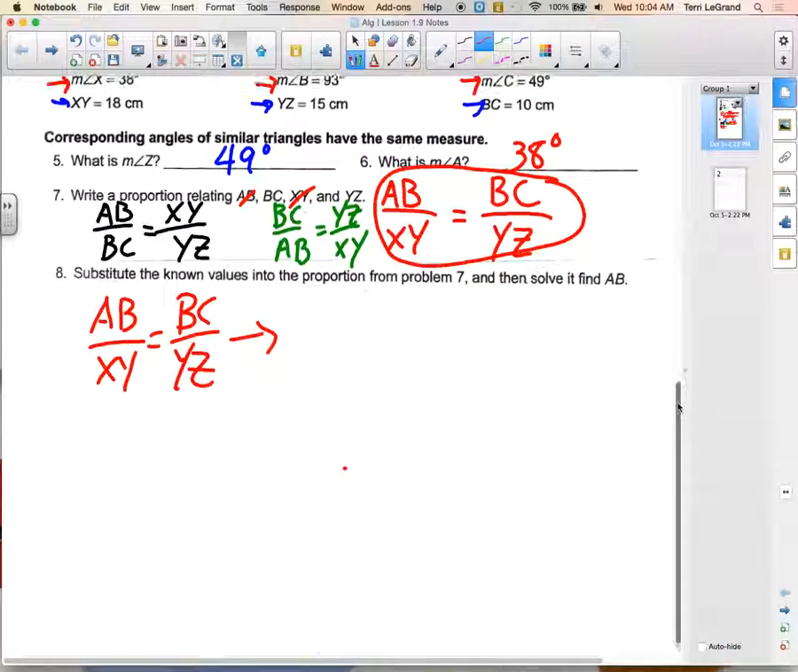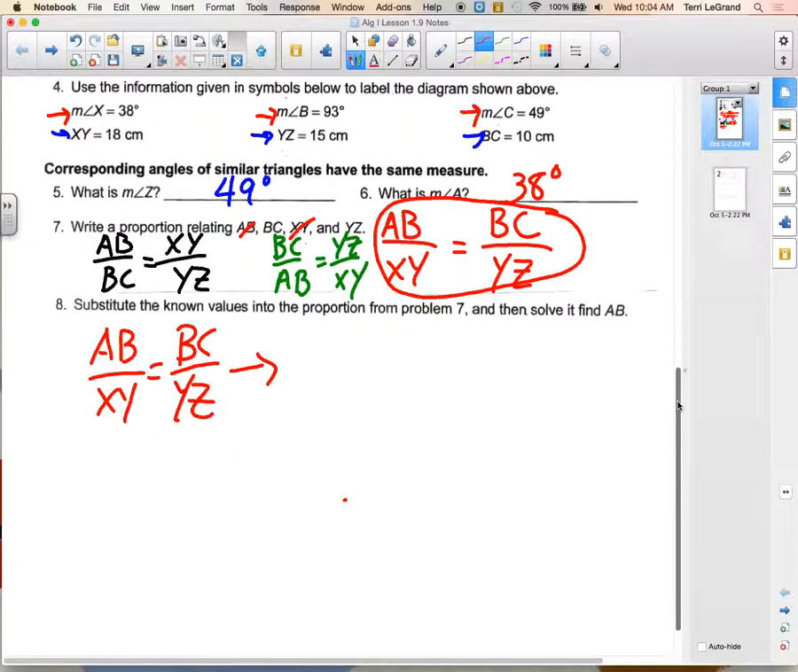Okay, do we know the length of AB? No. No, okay, so we'll just call that one AB. We'll just leave it AB. It's okay. Or you can call it X if you want. Do we know the length of XY? Yes. What is it? 18. Do we know the length of BC? Yes, it is 10. Do we know the length of YZ? Yes, it is 15. Okay, now I have some lazy people in here. This is what I'm starting to see. It goes from this to the answer.